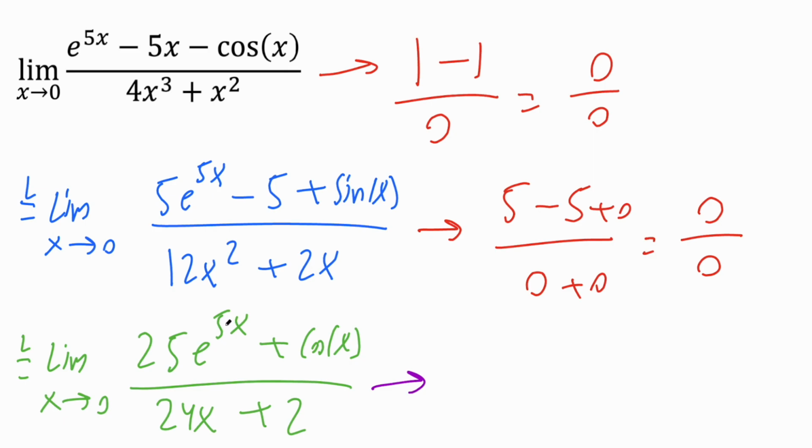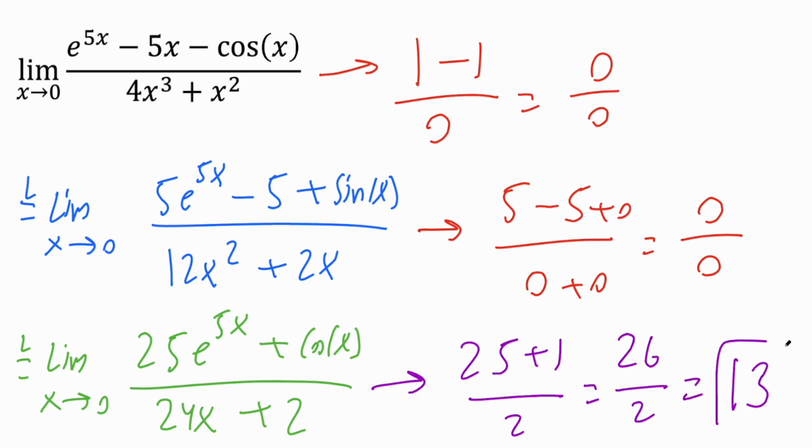So e raised to 0 is 1, 25 times 1 is 25, cosine 0 is 1, so plus 1, divided by 24 times 0, which is 0, but we have a 2, so we have divided by 2. And 25 plus 1 is 26. 26 divided by 2 is 13. And so 13 is our final answer. And that's all we need to do for this problem.